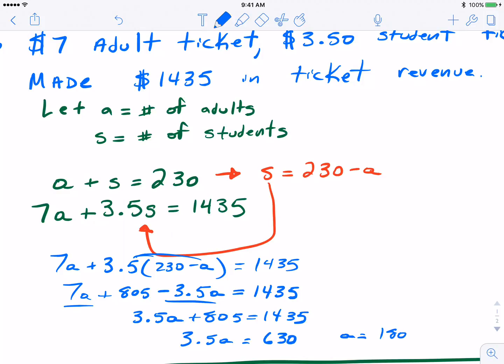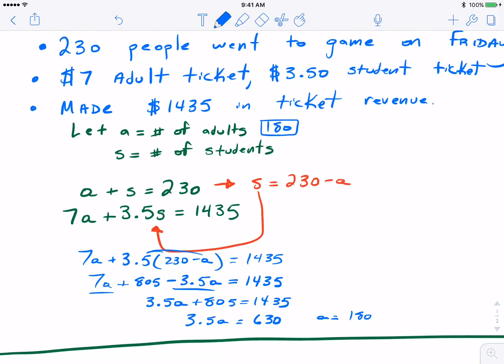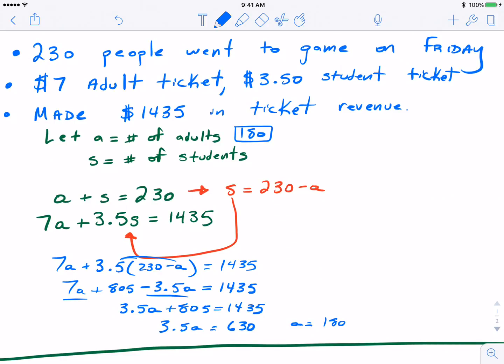So let's interpret that value really quick. If a equals 180, that means that 180 adults attended. Okay, so now you could do the simple arithmetic of saying, all right, 230 people went. I know 180 adults went, which means 230 minus 180 is 50 students attended.